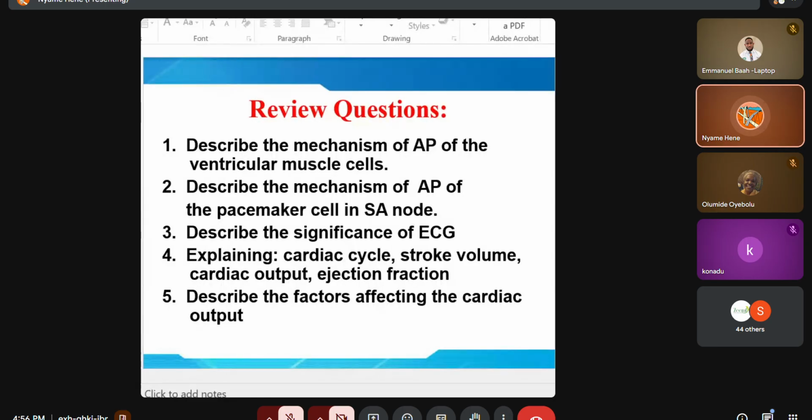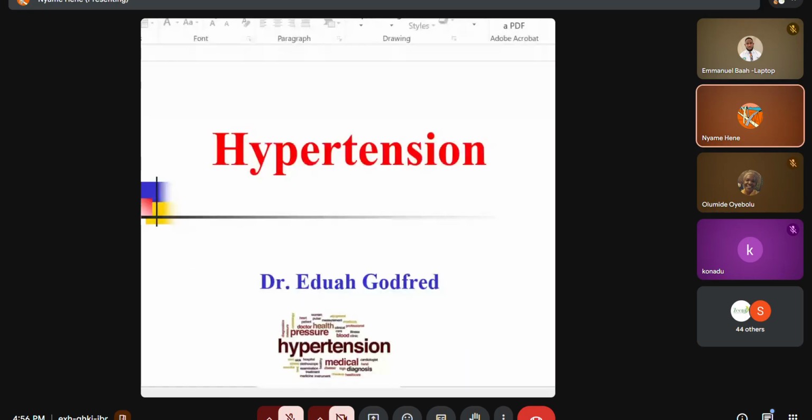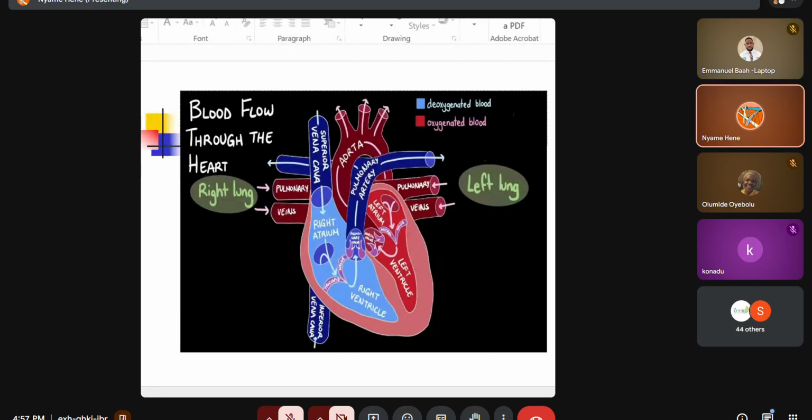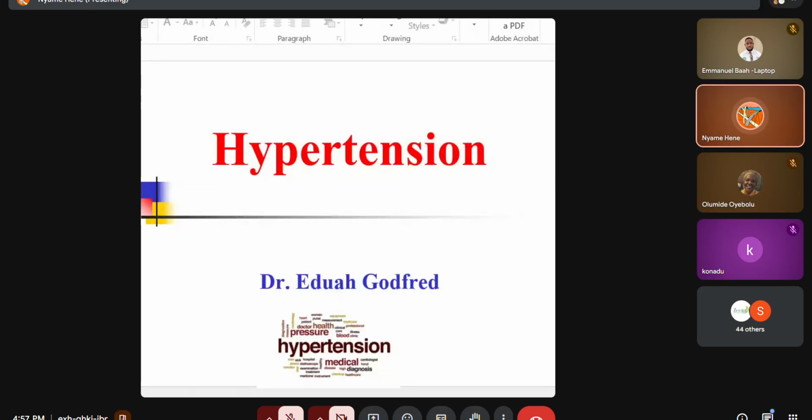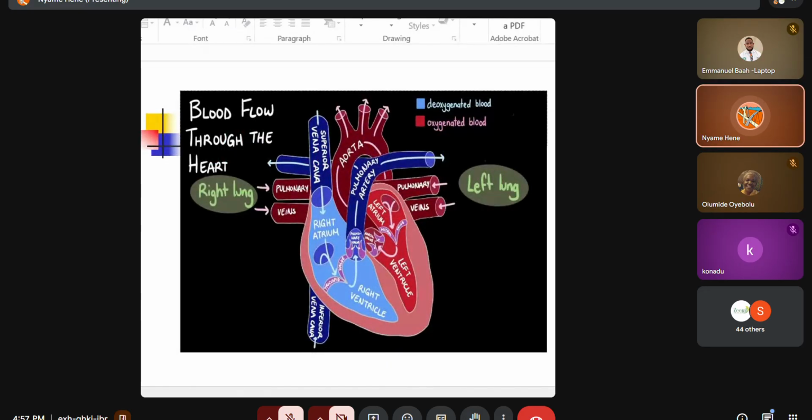So fast forward, we're looking at hypertension. So now you are gurus in what? In the heart. So now when we are going like that. No stop. You know this slide, you know this picture, okay? Someone can just give me whatever that is taking place over here. Is that not it?